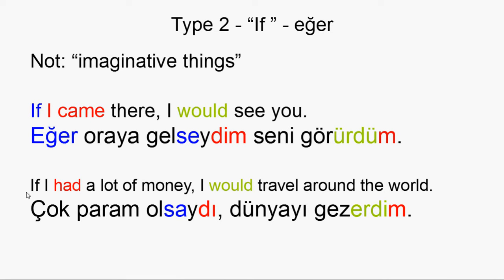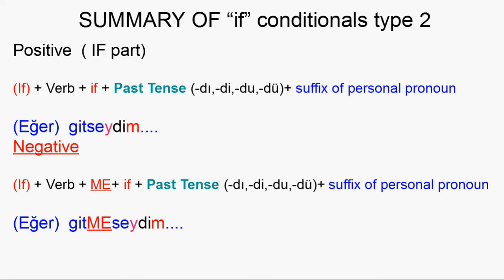Okay. So, if I had a lot of money, çok param olsaydı, dünyayı gezerdim. Dünya means world, but there's the, that's why we put y here. Dünyayı, the world. Okay, travel around, so here in Turkish we say gezerdim because of I would. So, çok param olsaydı dünyayı gezerdim. If you guys have any questions, please do not hesitate to write me about this lesson.